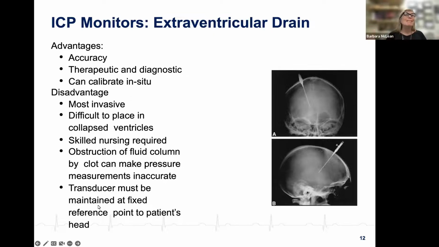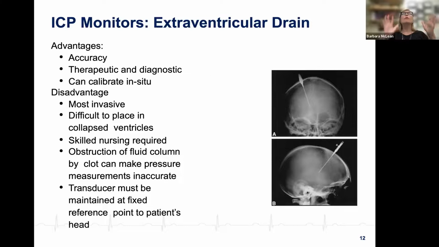The transducer should always be at the tragus of the ear, which is going to communicate with the distal tip of your catheter. So unlike your other leveling, where most of you level to the mid-axillary point, right? Fifth intercostal space, mid-axillary point. Here, you're going to level to the tragus of the ear. The tragus of the ear is just here at the top of the ear, and that's what you're going to level to. That's the big, big difference in leveling.